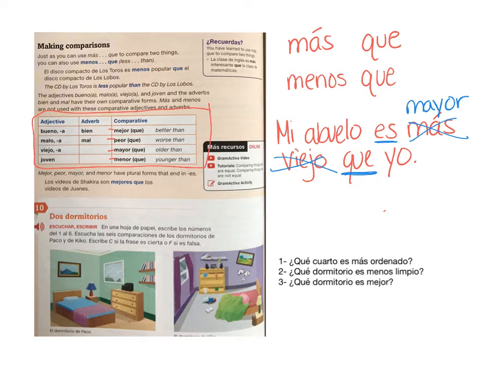The last important point in this chart is that mejor, peor, mayor, and menor have plural forms that end in es. When you are saying more than one thing, los videos, the videos, es also has to change to son because it's plural. Mejor changes to mejores. If you remember, when one word in a sentence becomes plural, they all must become plural.